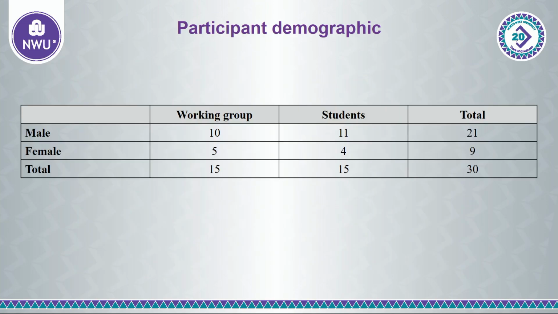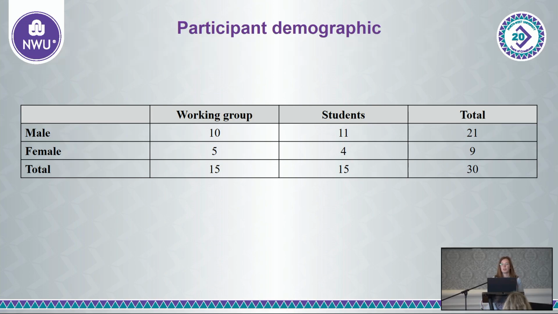Also just a brief participant demographic. We got people from a working group, so people in industry, and then we also took some students as well. You can see it's an even 50-50 split between the work group and the students. For more information, we also divided it by males and females. You can see that there are more males than females in the industry, which is normal, so it's a 70-30 split between male and female participants.